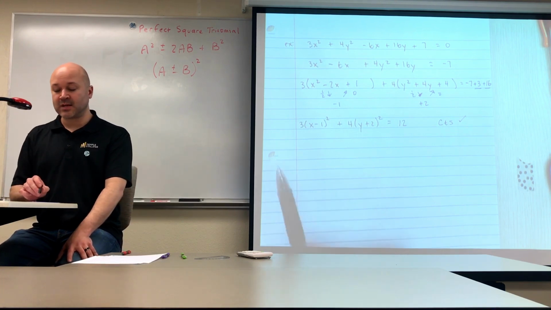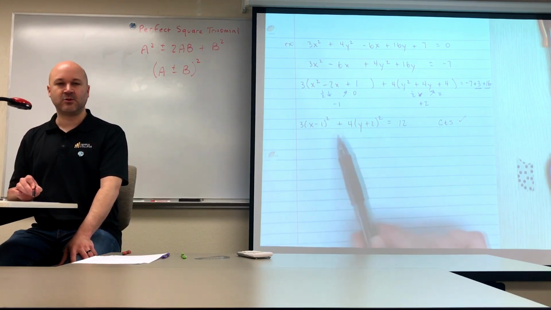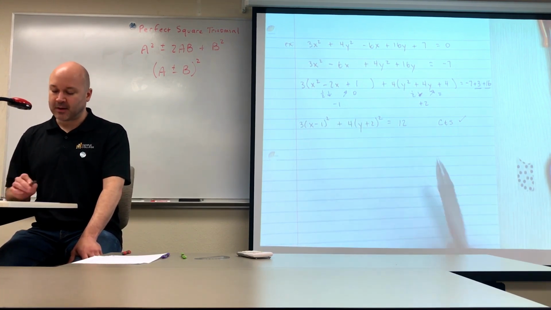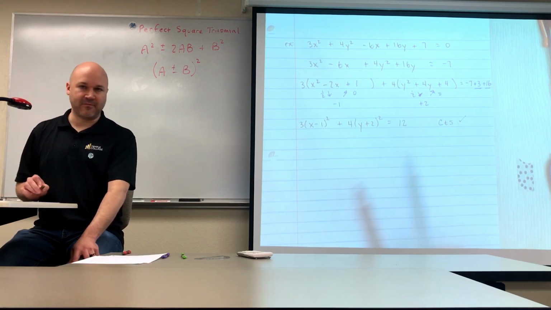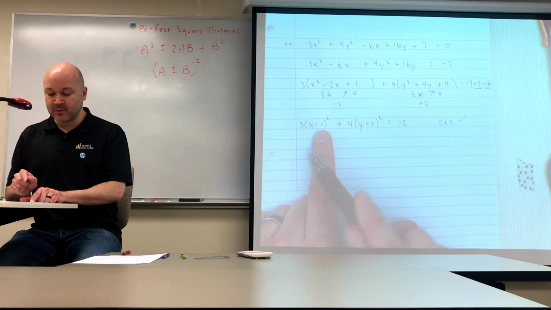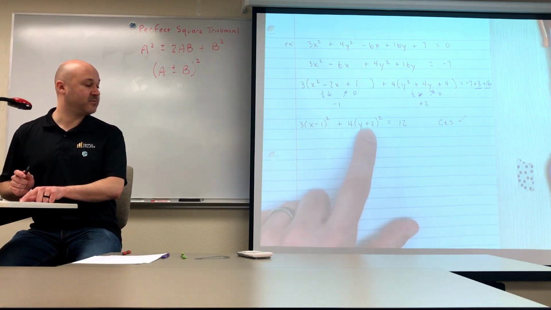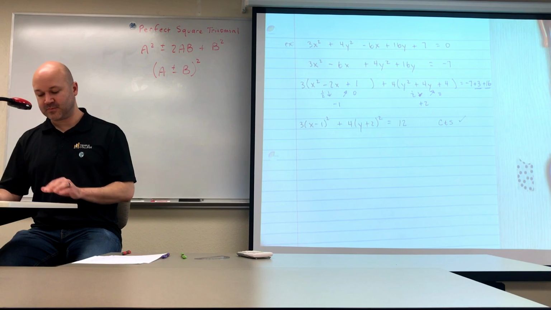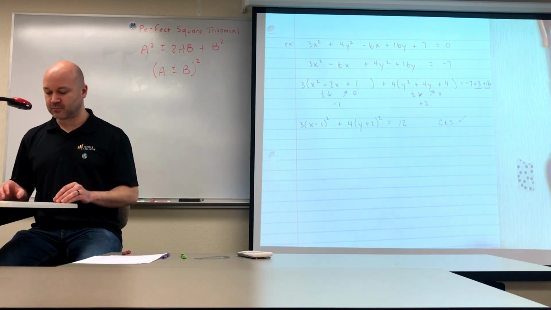In a future video, we'll talk about what this is. This is no longer a parabola, but this is very helpful for when we get to the conics. All right, so I have 3 times the binomial x minus 1 squared plus 4 times y plus 2 squared equals 12. And we have completed the square.